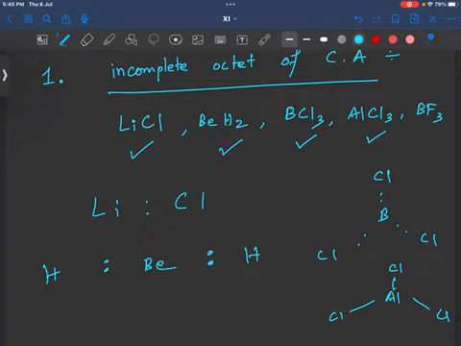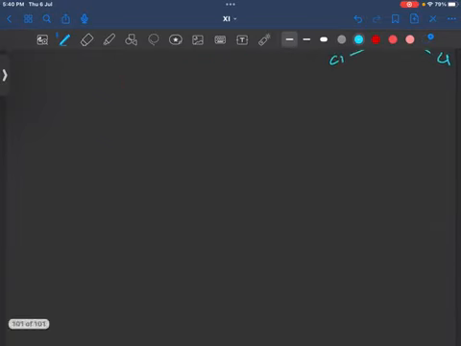Odd electron molecules. Molecules with an odd number of electrons, like nitrogen oxide, NO, and nitrogen dioxide, NO2, do not satisfy the octet rule for all the atoms. Now draw the Lewis dot structure for NO and NO2, and show the formal charges in them.